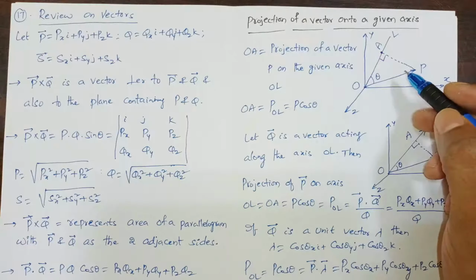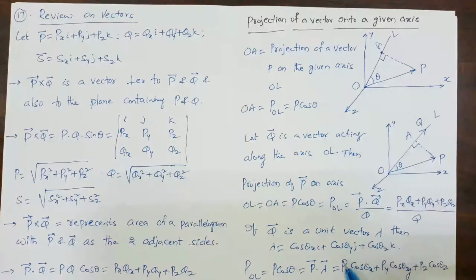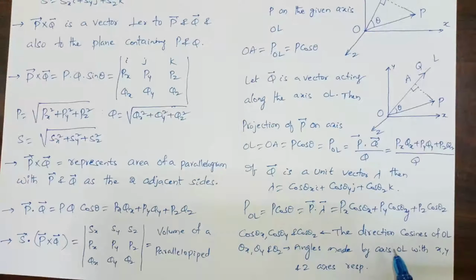And if Q is a unit vector acting along this given axis OL, say lambda, so lambda is the directional cosine vector of this vector Q. So lambda equals cos theta x i cap plus cos theta y j cap plus cos theta z k cap. Then POL is equal to P cos theta, that is equal to P bar dot Q bar. Now Q bar is equal to lambda bar, so it becomes Px cos theta x plus Py cos theta y plus Pz cos theta z, where cos theta x, cos theta y and cos theta z are the direction cosines of this axis OL with respect to the x, y and z axes. And also these angles theta x, theta y, theta z are the angles made by the axis OL with respect to the x, y and z axes.